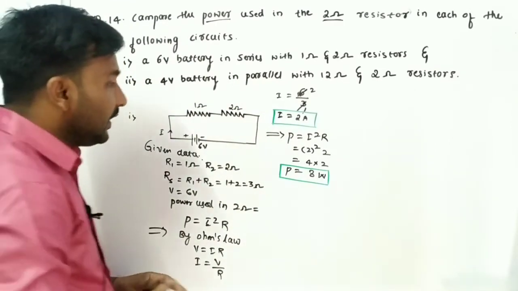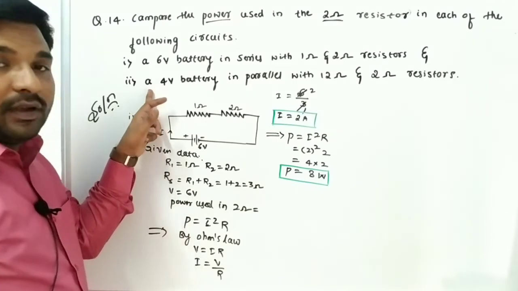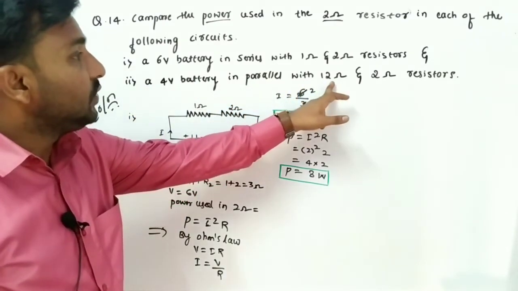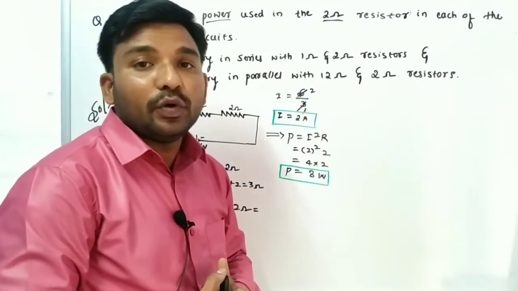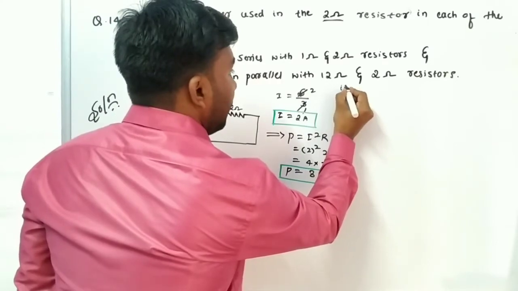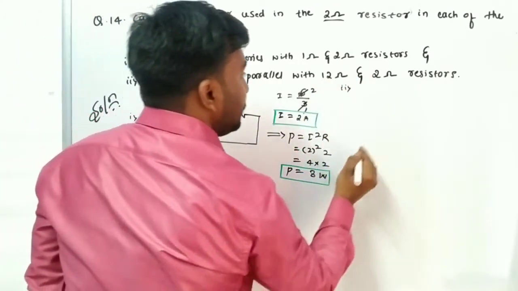Okay. Now we have one more part, that is the second one, a 4 volt battery in parallel with 12 ohm and 2 ohm resistor. Second case, we have two resistors, 12 ohm and 2 ohm.